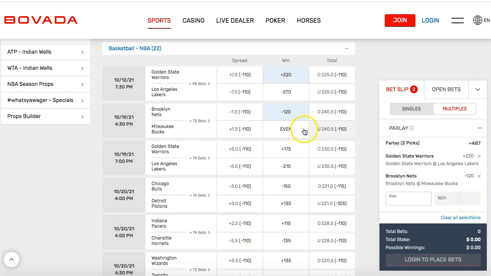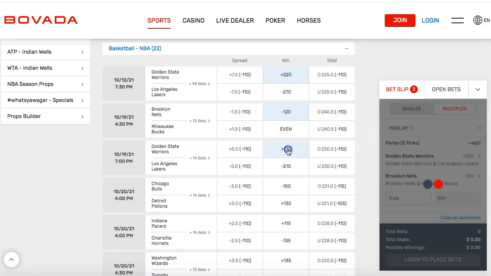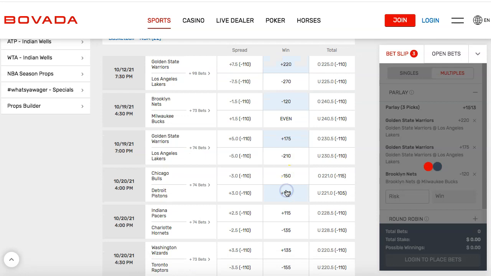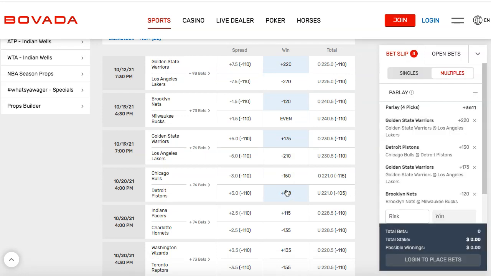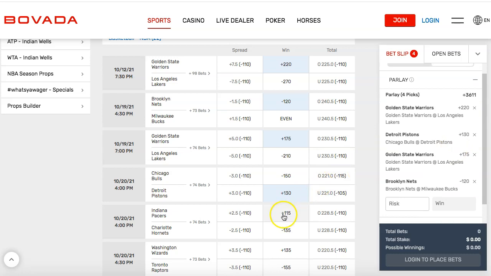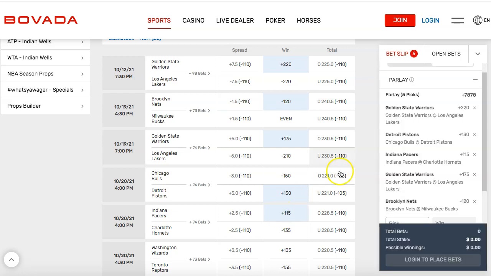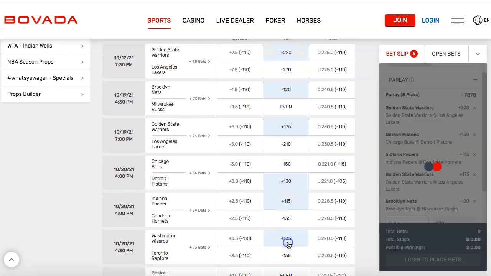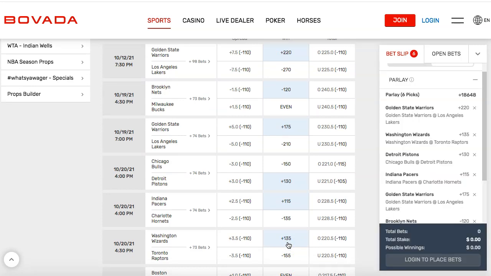But let's add a few more in here. So we'll take the Warriors again over here. So these are just random picks I'm making just to show you guys. We'll take the Pistons, slight underdog over here. So now you're up to 36 times your money if you hit all 4 of these, okay? We'll take the Pacers. Now you're up to 78 times your money. Look at this over here. And we'll take the Wizards. So that's 6 over here. So do you think you can hit 6 of them?